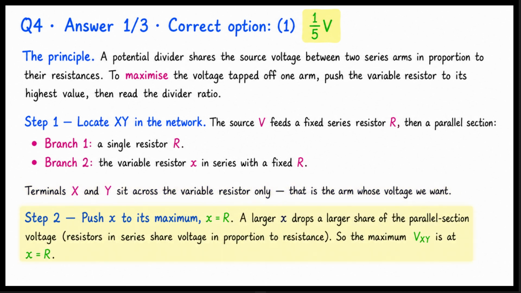In step 2, to maximize the tapped voltage, we push X to its maximum value, which is R. Because series resistors share voltage in proportion to their resistance, a larger resistance X drops a larger share of the parallel section's voltage. Therefore, the maximum voltage Vxy occurs when X equals R.